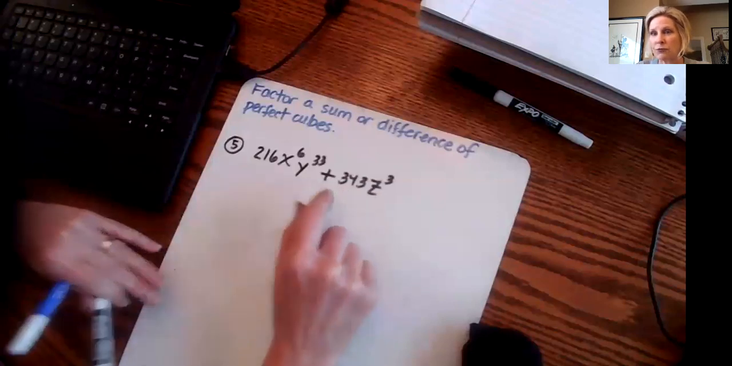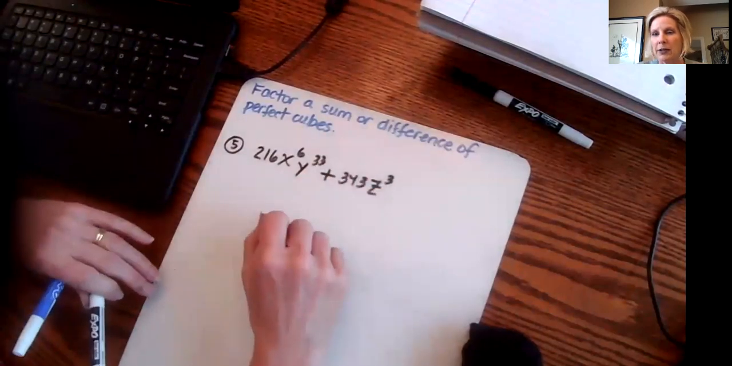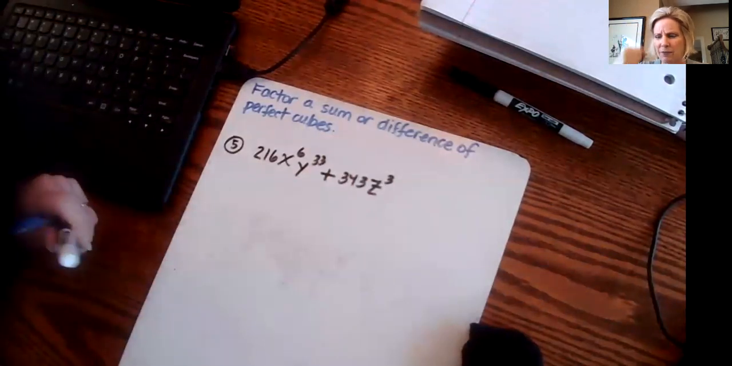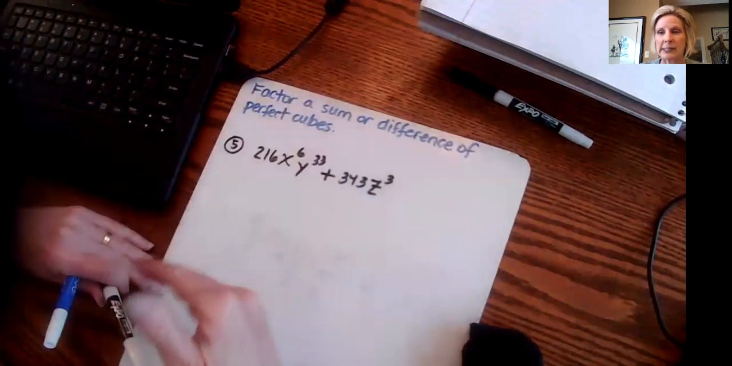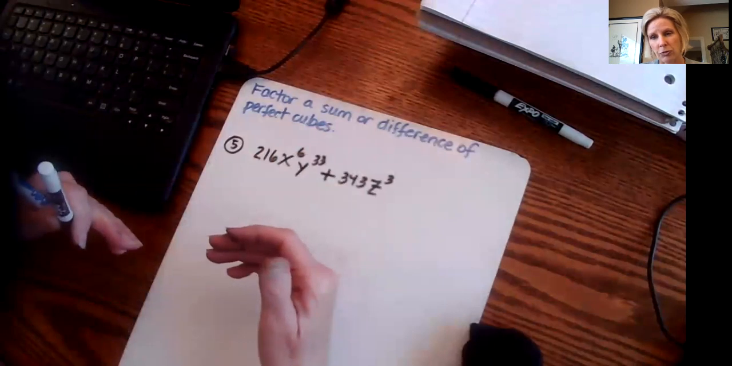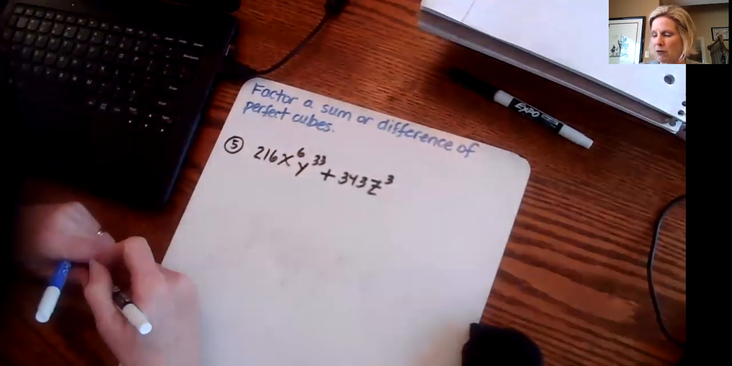So if they say, what's 5 cubed? You say 125. Or they'll say, what's the cube root of 729? You say 9. Like practice those 10 until they come just like that for you. X to the 6th is a perfect cube because 6 is divisible by 3. Y to the 33rd, ditto. 33 divided by 3 is 11. Z cubed, ditto. That's more obvious.